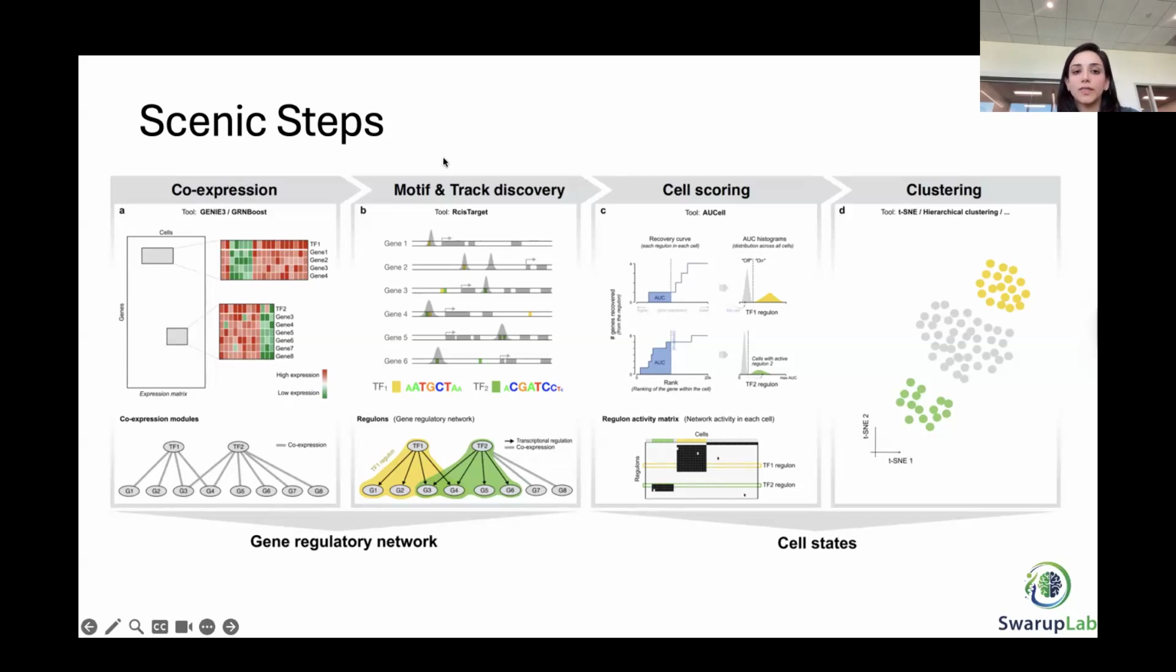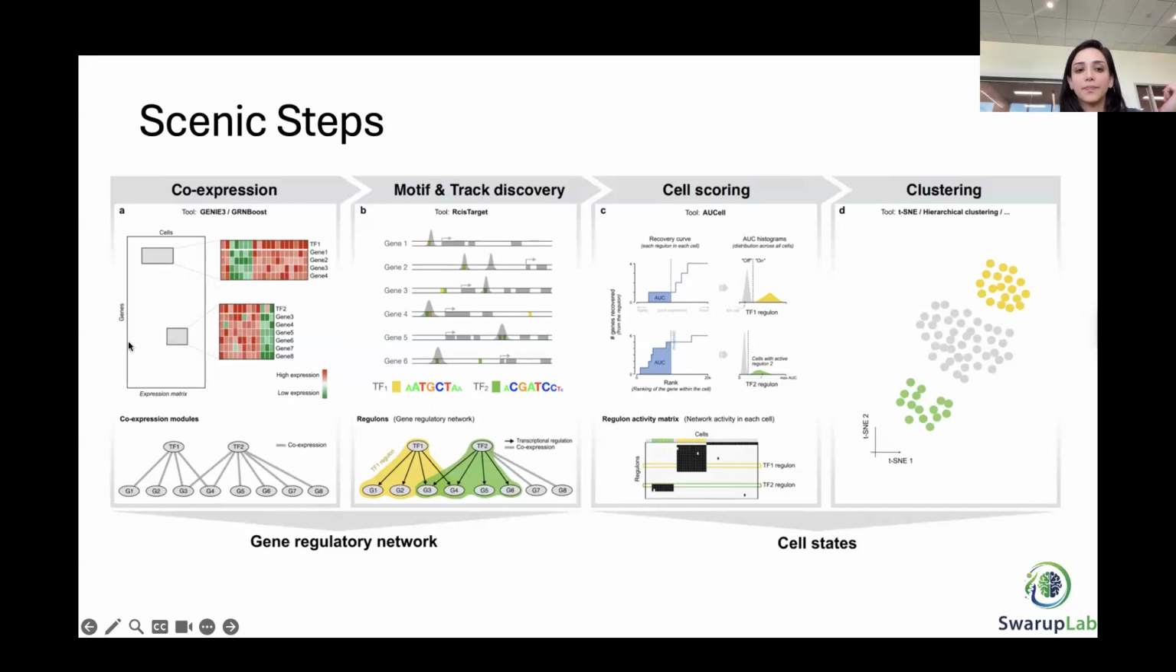Once we have the modules, the next step is to bring in information about motif enrichment, from data sets, or experiments, that have been done to understand what transcription factors bind to what motifs. And that's where you see in panel B that every gene has a promoter, and that promoter has a sequence that a transcription factor will bind to. These sequences are different for every transcription factor.